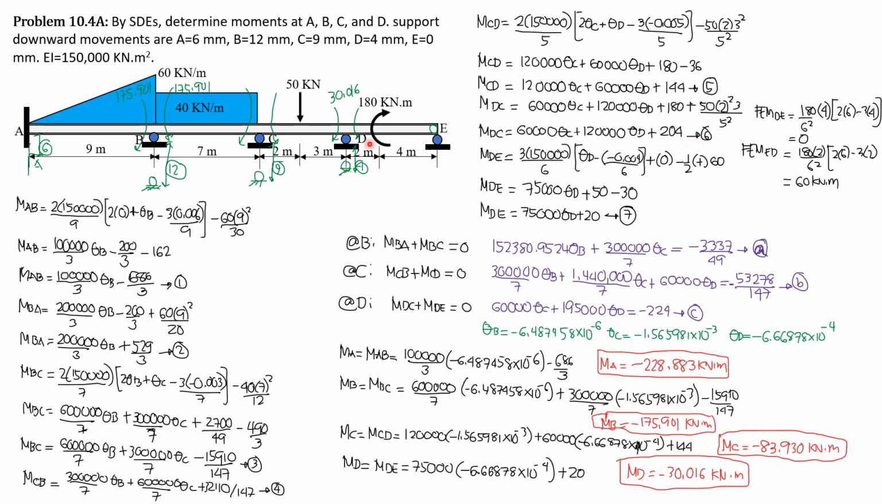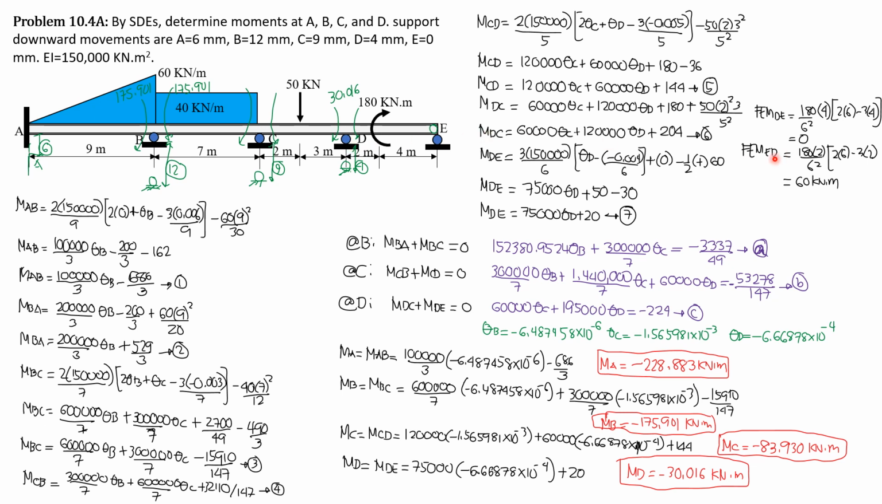So before we proceed to DE, the fixed moment at D due to the moment is MB over L square quantity 2L minus 3B. The moment is treated positive because it is clockwise. B is the distance of the couple from A, so 4 over L square quantity 2L minus 3 times B. So this value is 0. So it is 0 due to fixed moment DE.